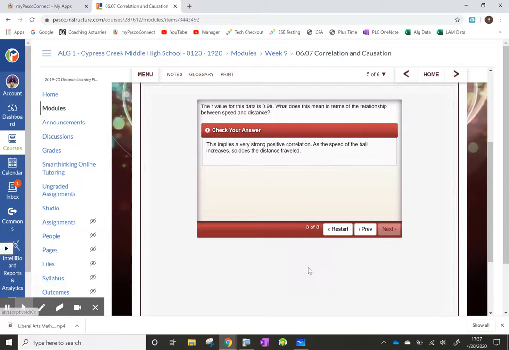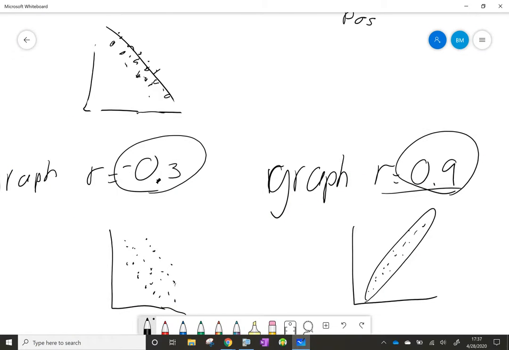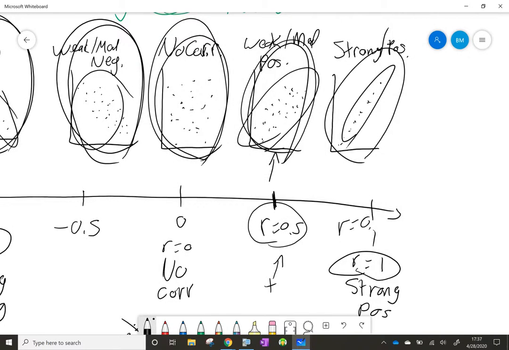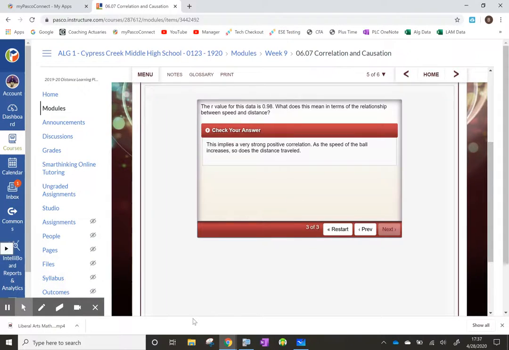We talked about that scale before. R equals 0.98 is obviously very close to R equals 1, so it would be a very strong, very positive correlation. And that's what that says there.